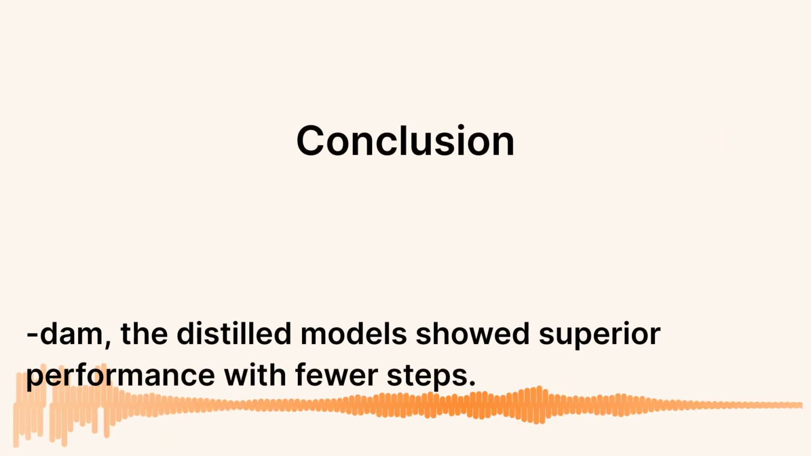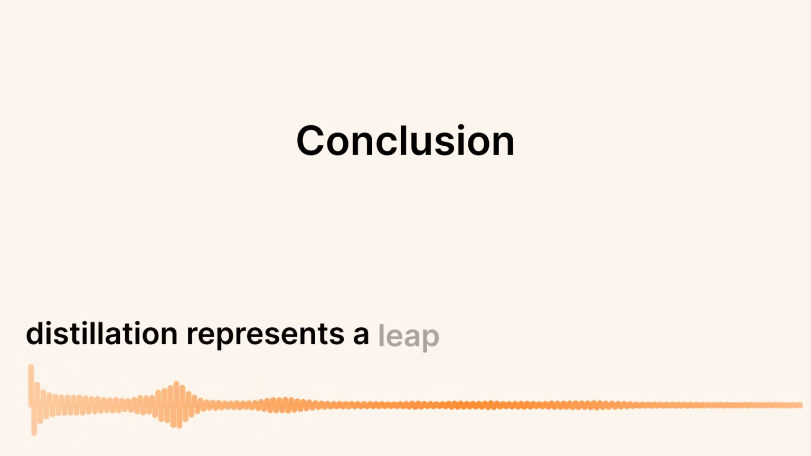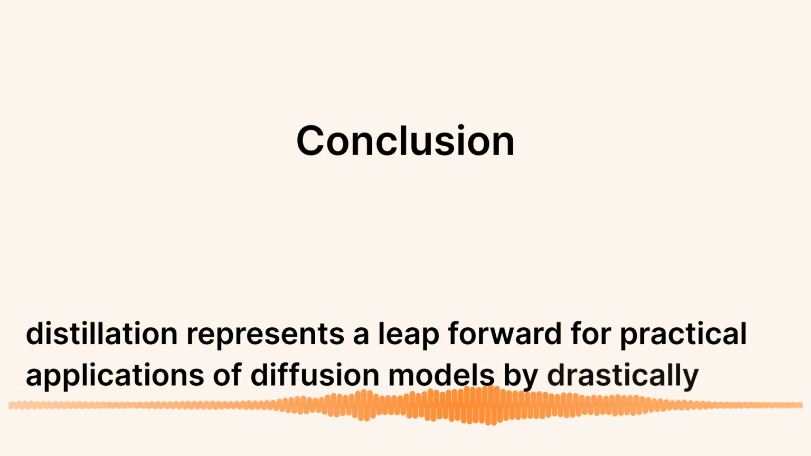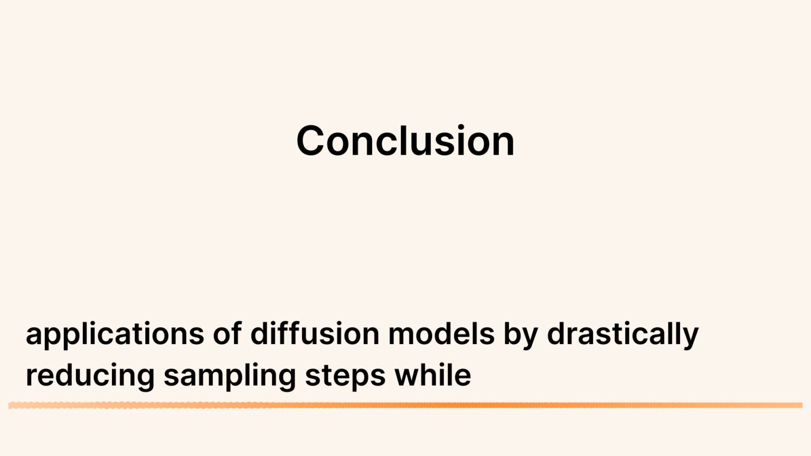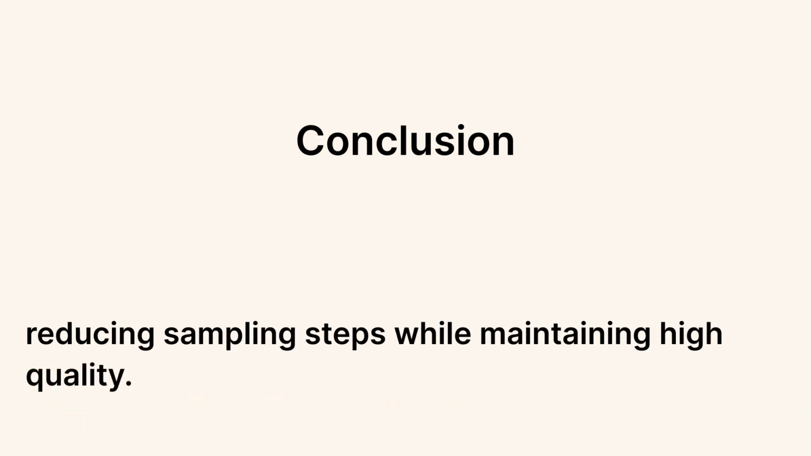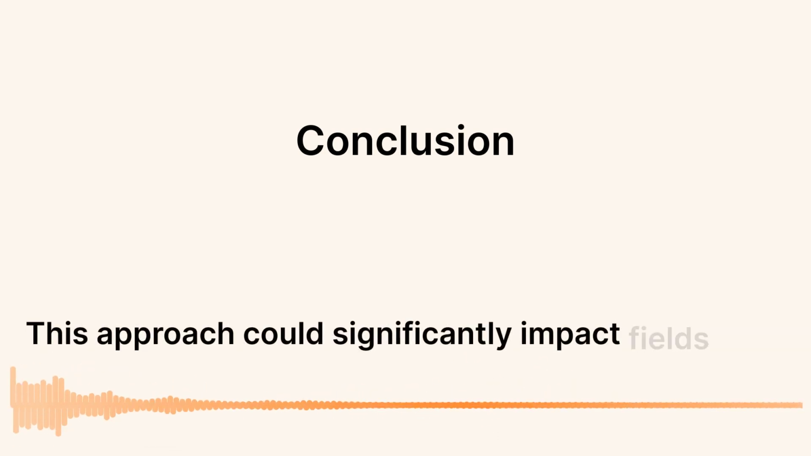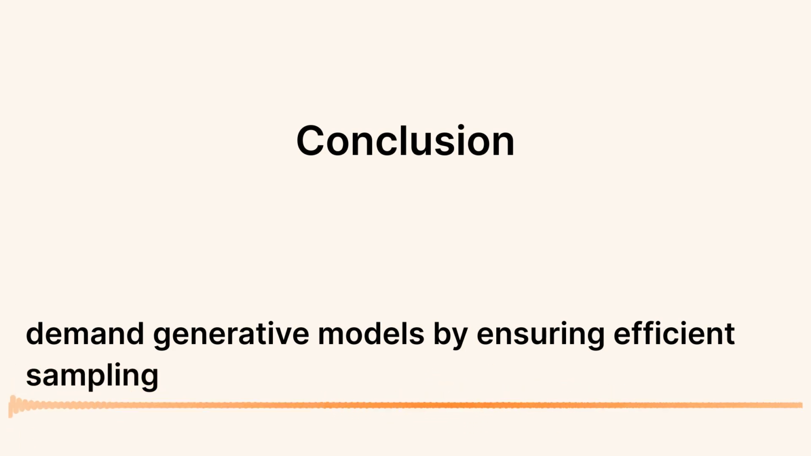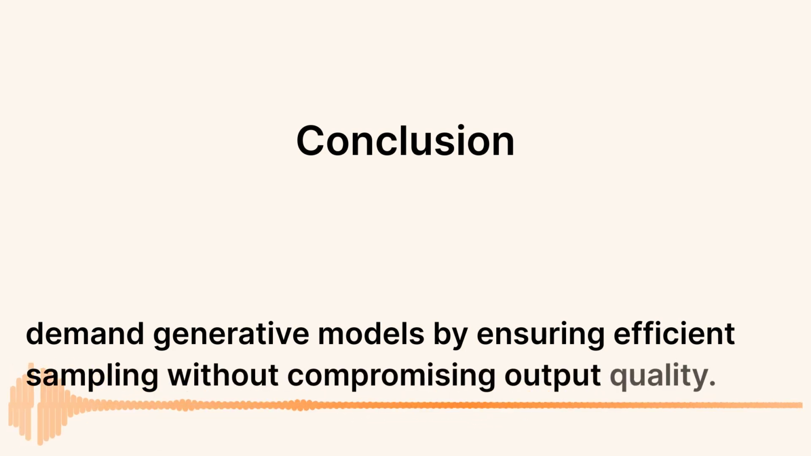Progressive distillation represents a leap forward for practical applications of diffusion models by drastically reducing sampling steps while maintaining high quality. This approach could significantly impact fields that demand generative models by ensuring efficient sampling without compromising output quality.